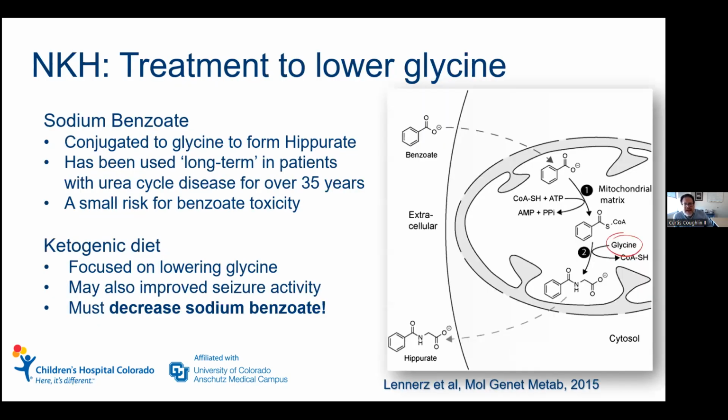So how do we treat NKH? The goal right now is mainly to lower glycine. This is done in two different ways. Probably classically, we use benzoate, and Nick and you talked a lot about benzoate in the setting of urea cycle diseases in the amino acid 1 lecture. But as a reminder, benzoate binds glycine and converts it to hippurate. In urea cycle diseases, we're using this to remove the nitrogen. But here, we're just really trying to get rid of excess glycine.